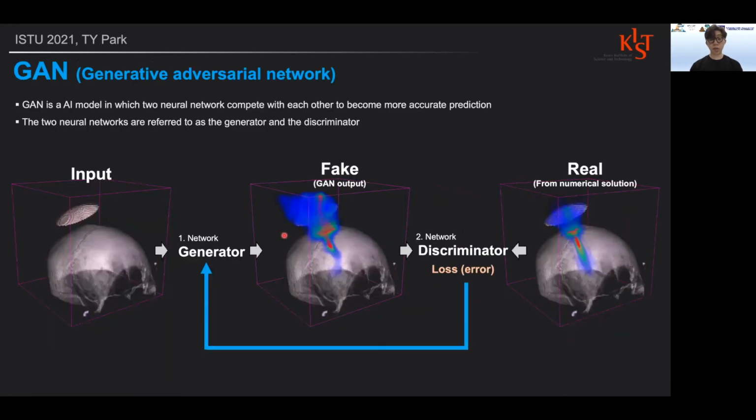And this is the base structure of our neural network, called a generative adversarial network, short for GAN, in which two neural networks, one the generator and the second the discriminator, compete with each other to become a more accurate prediction.